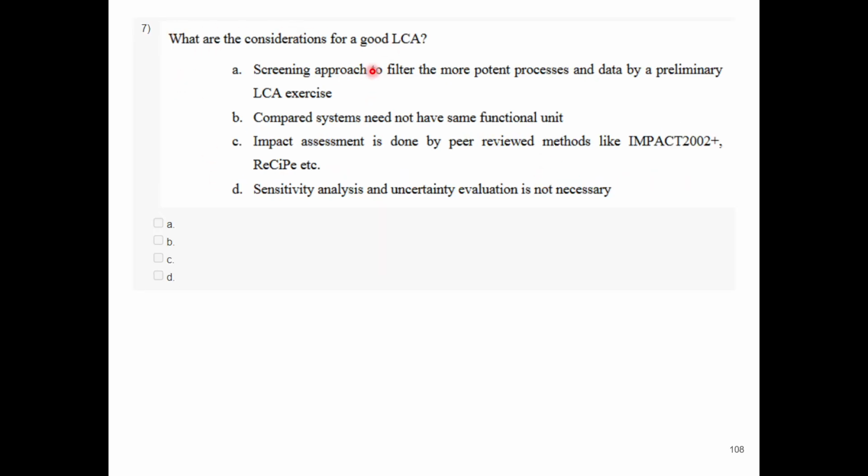Seventh question, what are the considerations for a good LCA? A, screening approach to filter the more potent processes and data by a preliminary LCA exercise. B, compared systems need not have the same functional unit. C, impact assessment is done by peer-reviewed methods like Impact 2002 plus, Recipe, etc. Or D, sensitivity analysis and uncertainty evaluation is not necessary. So out of A, B, C, and D, which is the correct option?